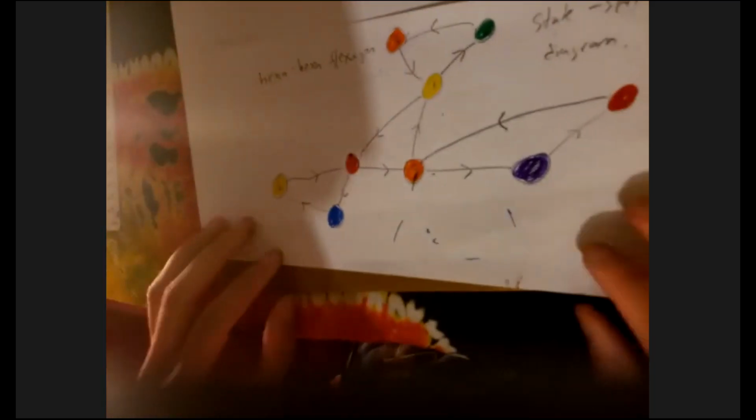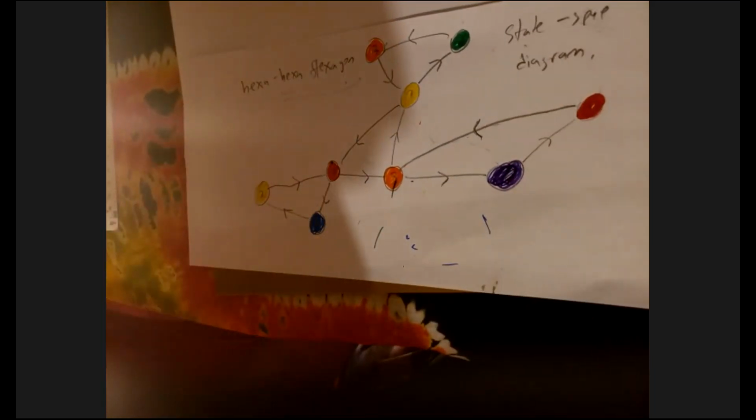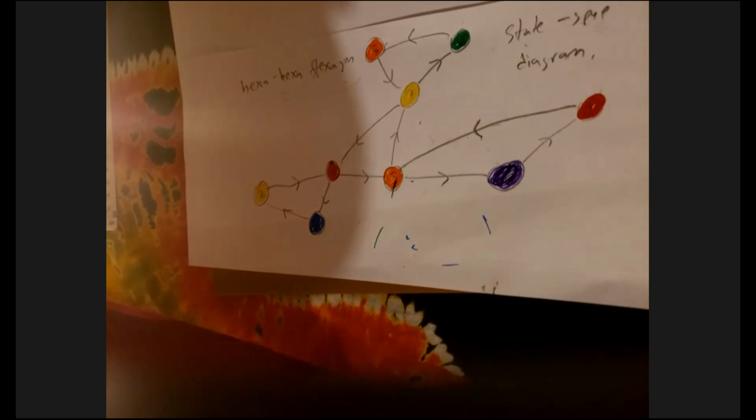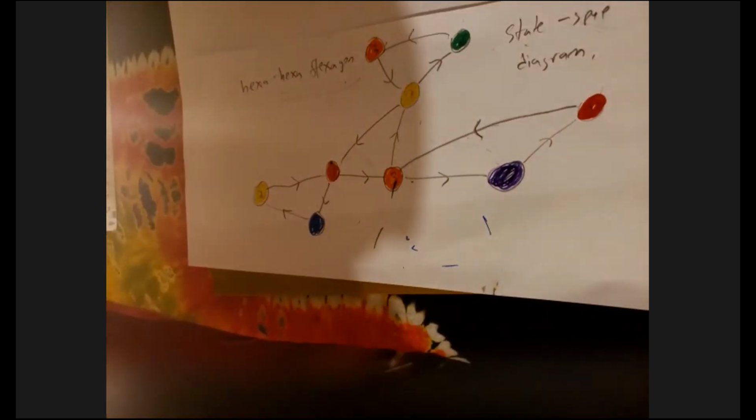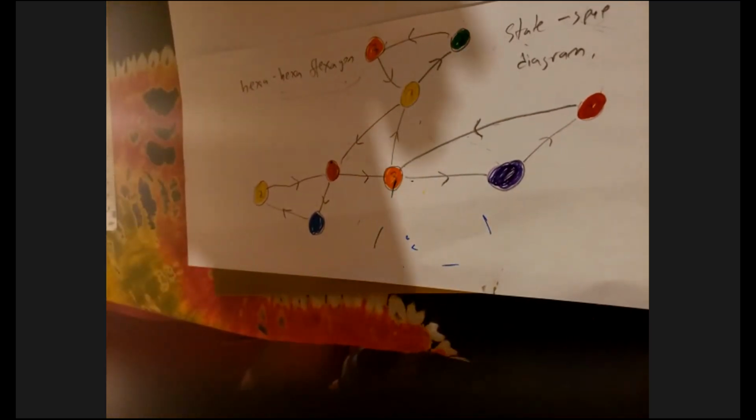You could also have more than 6 colors, and the prefix changes. And a natural question would be, what are the state space diagrams for those other hexaflexagons? And so, yeah, that's basically all for this meeting.